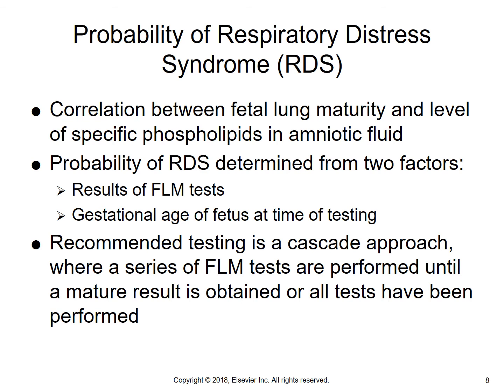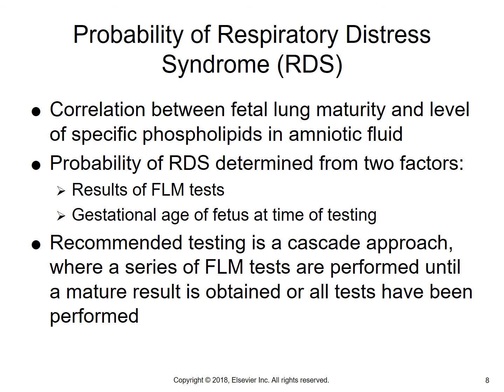There has been a correlation discovered between fetal lung maturity and the gestational age of the fetus at the time of testing. So there has been a guide for clinicians when discussing the risks versus benefits in the decision of when to deliver the baby. There is an approach to obtaining a mature result when using any of the fetal lung maturity tests. There is a series of tests that can be performed until a mature result is obtained. That way they can safely remove the baby.